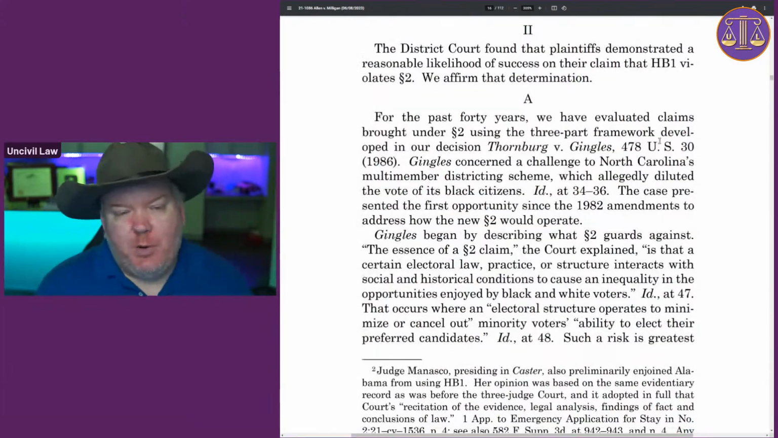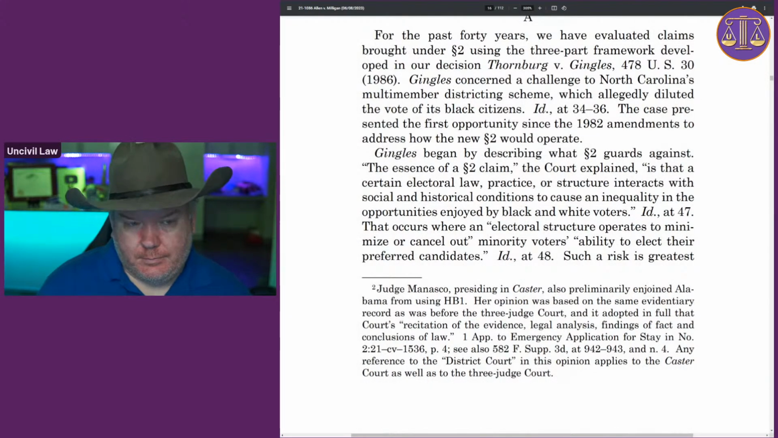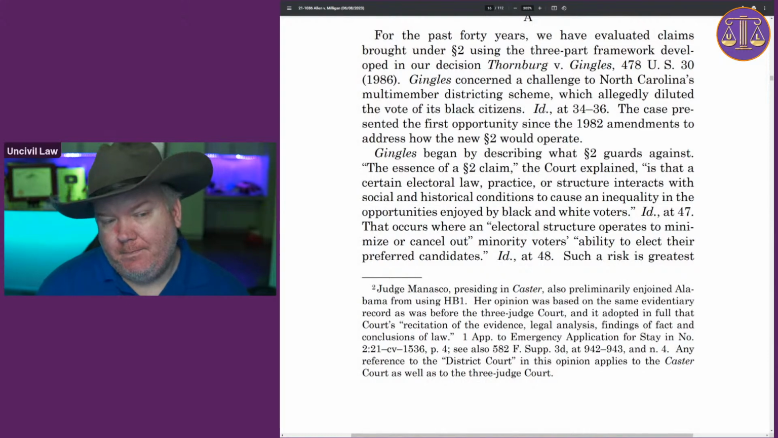For the past 40 years, we've evaluated claims under Section 2 using a 3-part framework developed in our decision in Thornburg. The case concerns a challenge to North Carolina's multi-member districting scheme, more than one member per district, which allegedly diluted the vote of Black citizens. The case presented the first opportunity since the 1982 amendments to address how the new Section 2 would begin.